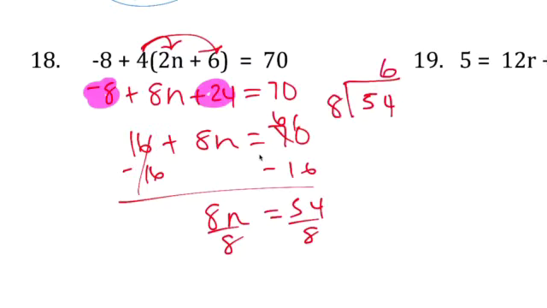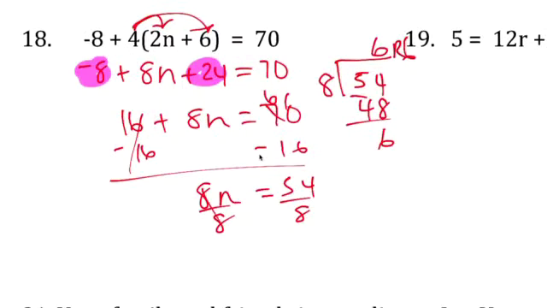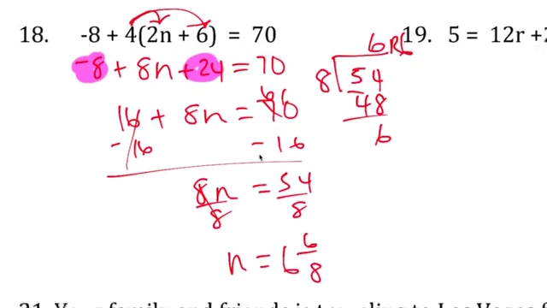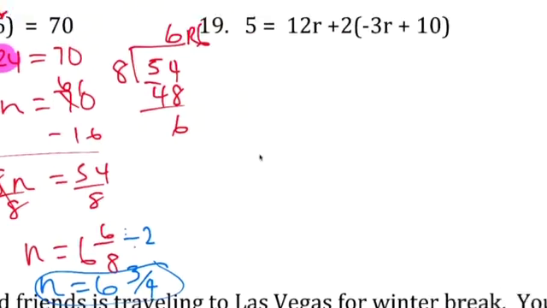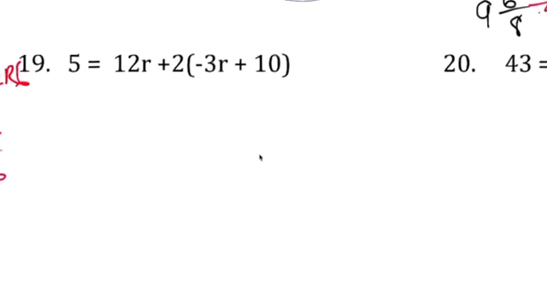8 times 6 is 48, remainder 6. So your answer is n equals 6, remainder 6 over the 8, which can be reduced again by the same thing, 2. You get n equals 6 and 3/4. Number 19.